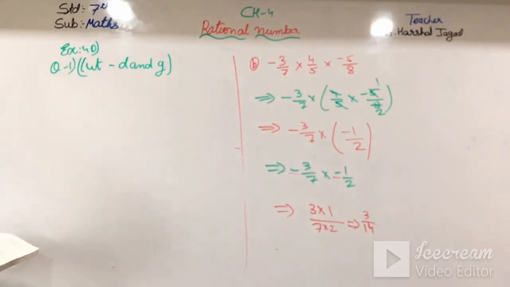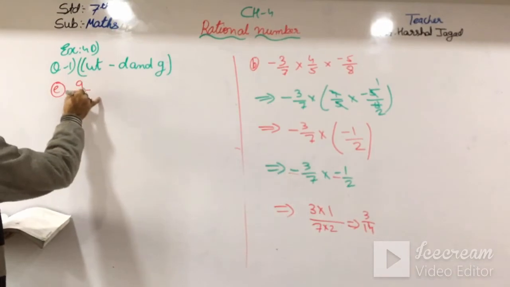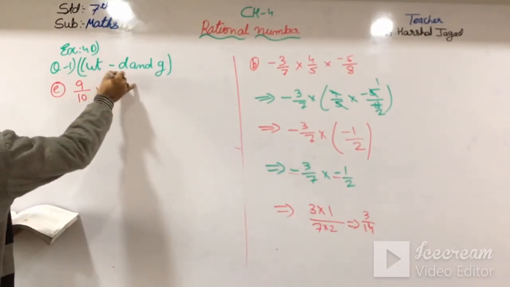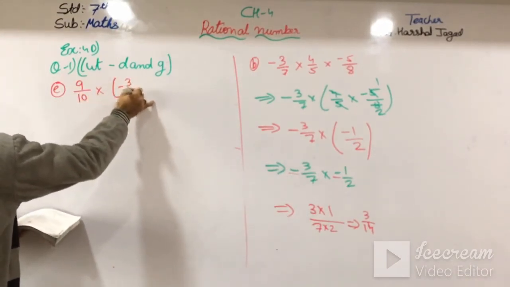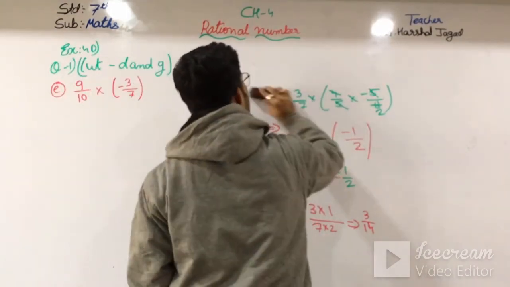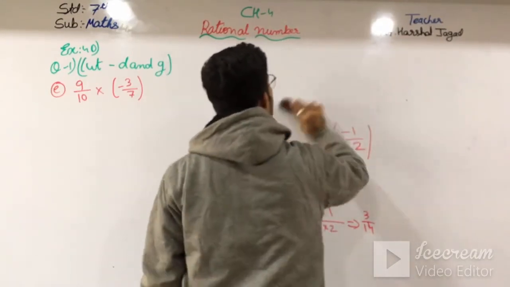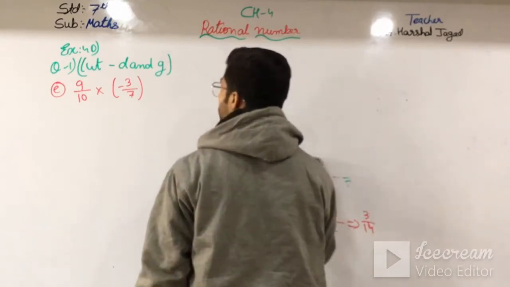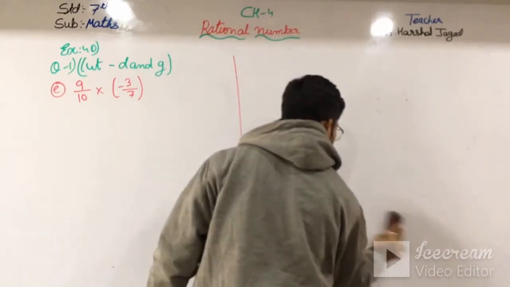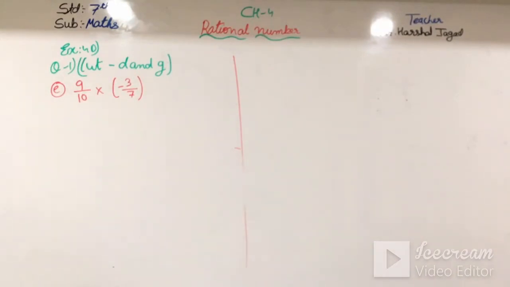First of all we will solve E. So the question is 9 by 10 into minus 3 by 7. That we will do first, and from question 1, the other one that we will do is J.